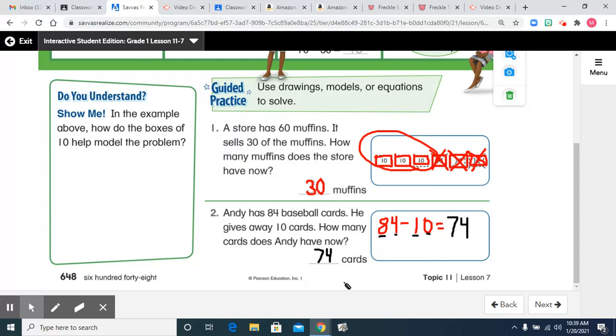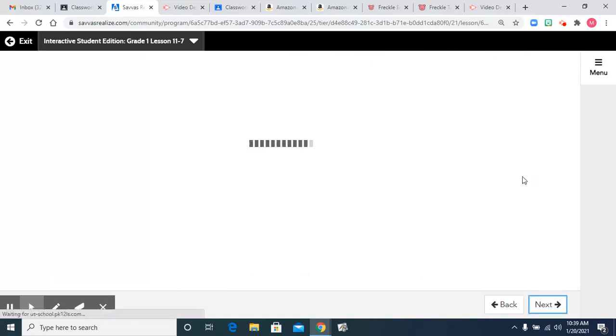Now, you could draw pictures. You could use your number grid. You will get the same exact answer. This way is just a little bit quicker. I think the number grid would also be a quick way to figure out this problem. Okay? All right, look at the next page, please.